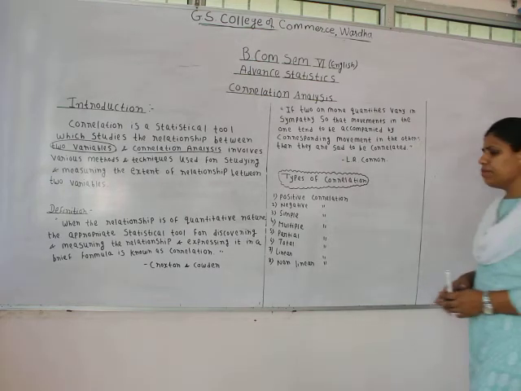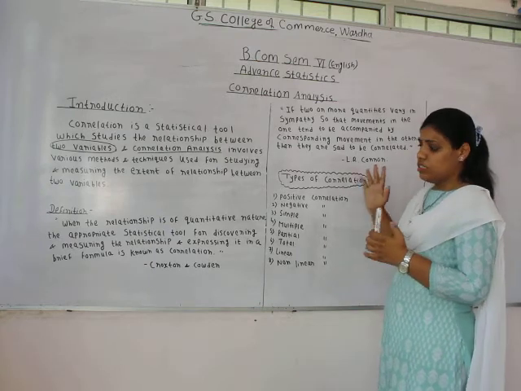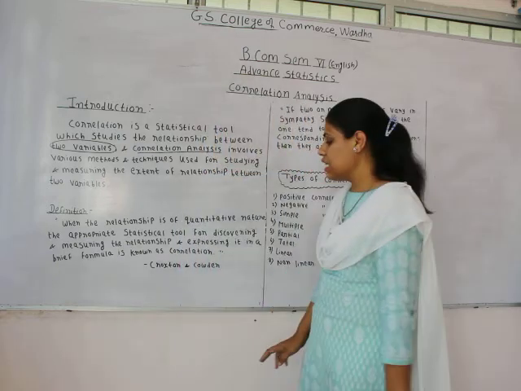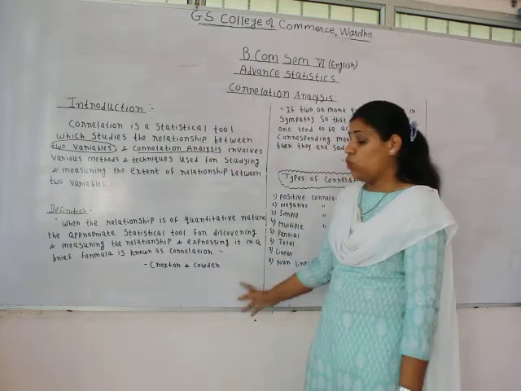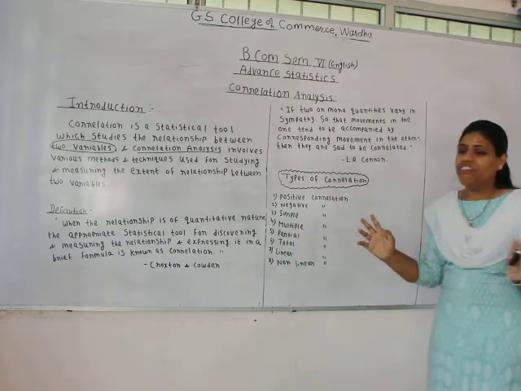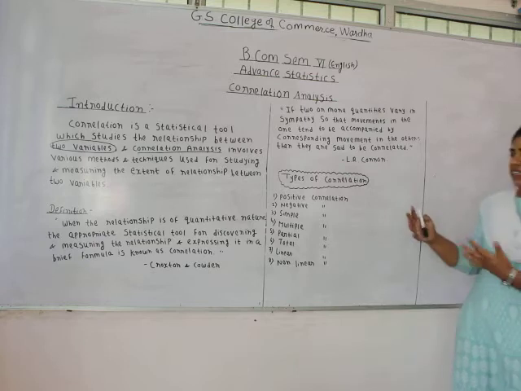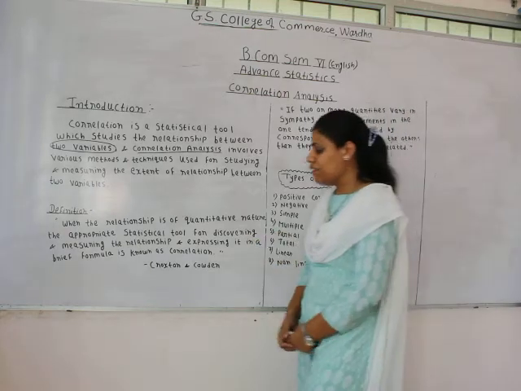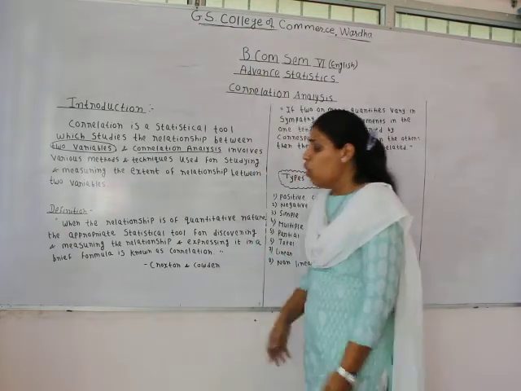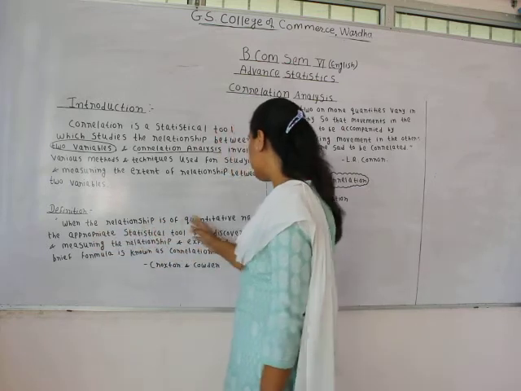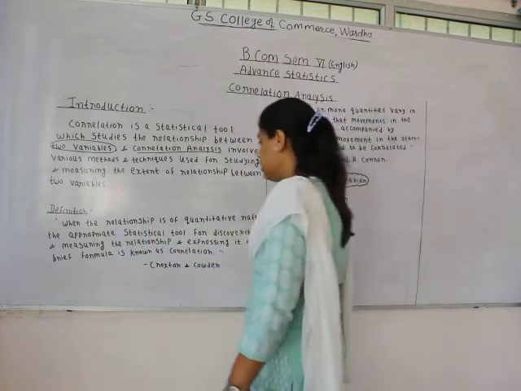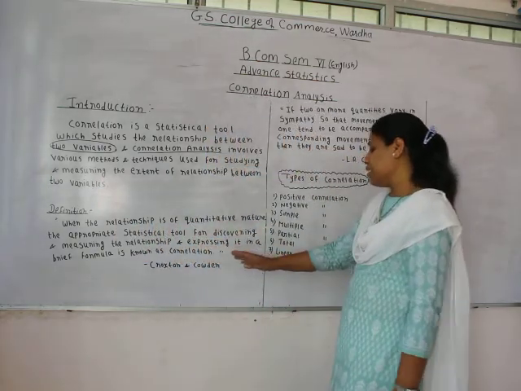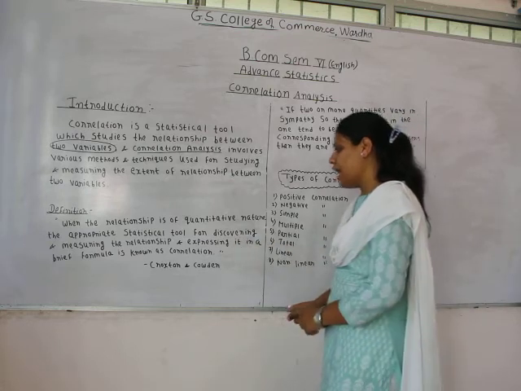Now we will see some definitions of correlation given by scholars. Okay, so the first definition that we are going to see here is given by Croxton and Cowden. Of course this name seems to be difficult, but when you see the definition you would realize that this concept is not that difficult. So let's see the definition given by Croxton and Cowden. First one is: when the relationship is of quantitative nature, the appropriate statistical tool for discovering and measuring the relationship and expressing it in a brief formula is known as correlation.